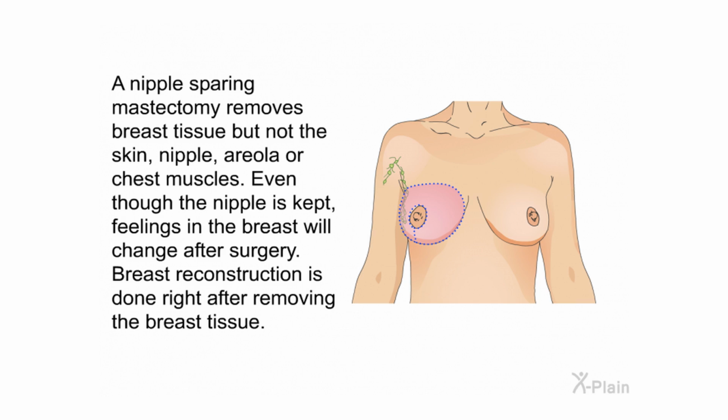A nipple-sparing mastectomy removes breast tissue but not the skin, nipple, areola, or chest muscles. Even though the nipple is kept, feelings in the breast will change after surgery. Breast reconstruction is done right after removing the breast tissue.